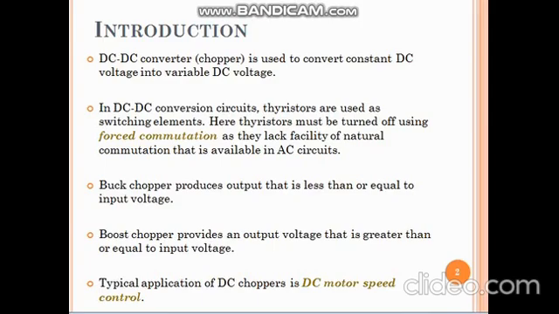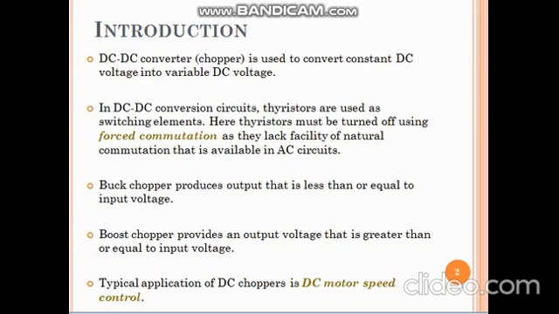Here the thyristor must be turned off using forced commutation, unlike the facility of natural commutation that is available in an AC circuit. So I insist you not go for thyristor. Instead of that, you can go for IGBT or MOSFET. But on the other hand, the circuit complexity is also much more complicated.